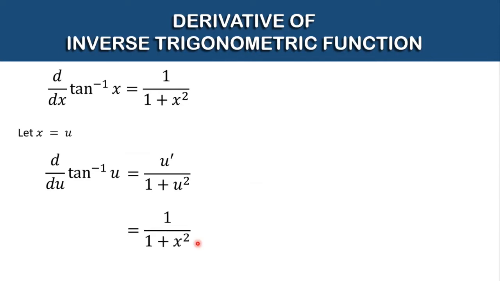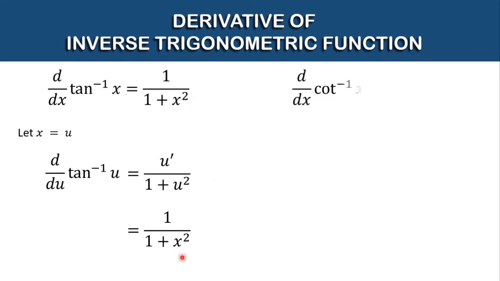And here's our derivative. So, yung u prime natin, that is 1. Kaya nagkaroon tayo ng 1 dito. Over 1 plus u squared. Palitan lang natin ng u. Gawin nating x. We have x squared. So, same lang naman din sila.